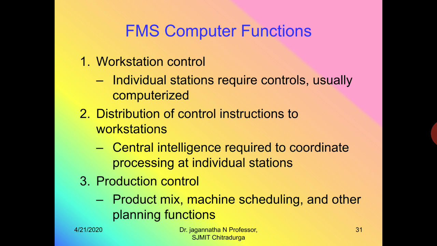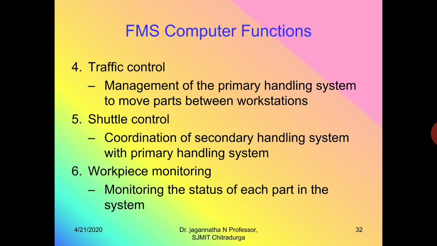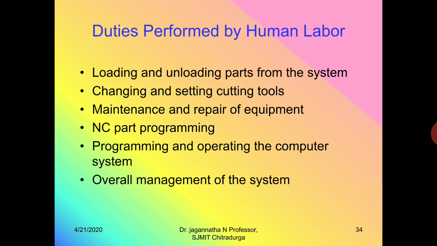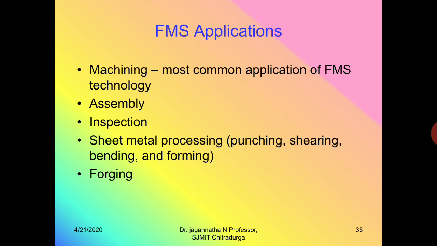The flexible manufacturing system computer functions. The role of the computer in FMS is workstation control, distribution of control instructions, production control, traffic control of raw material or workpieces, shuttle control, workpiece monitoring, tool control, performance monitoring and reporting, and diagnostics. These are the functions of the computer. What are the duties of the labor? Loading and unloading of the parts, changing and setting the cutting tools, writing the NC part programs, maintenance and repair, and overall management of the system.